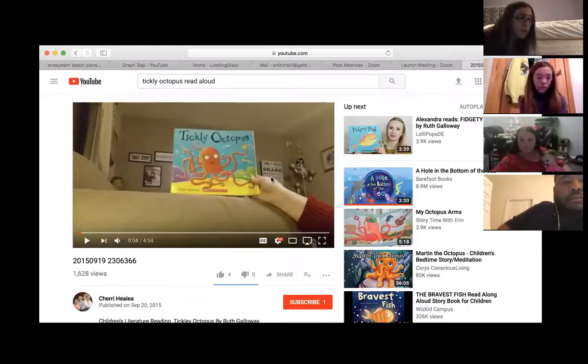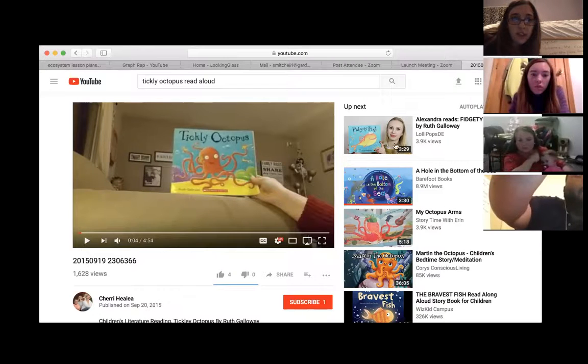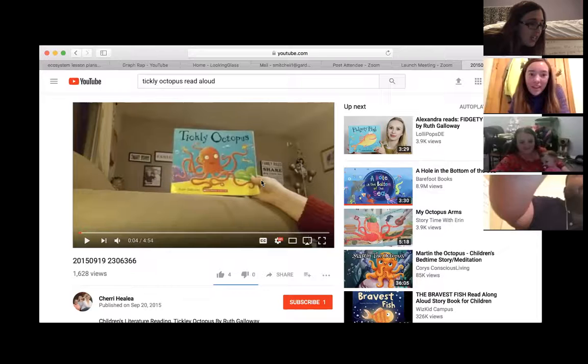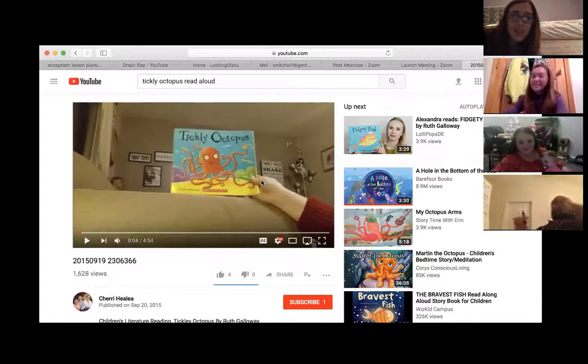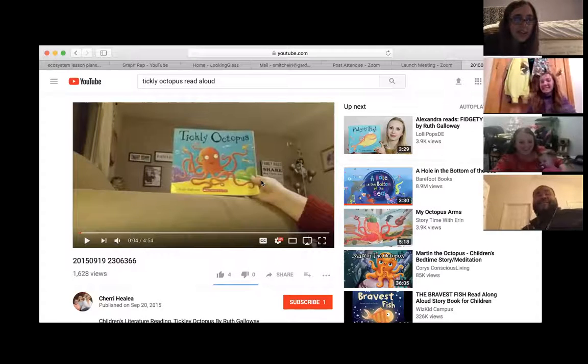Okay. So we're going to come to the carpet and we're going to read Tickly Octopus by Ruth Galloway. What do you think this story is about by looking at the cover? This weird-looking octopus. Yep, it's about an octopus. An octopus tickles things. Yep. And where does the octopus live? In the ocean. In the ocean. On the sidewalk. So you're right. This story is about an ocean and an octopus.